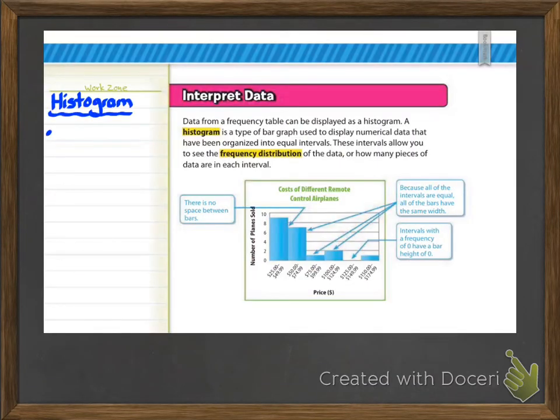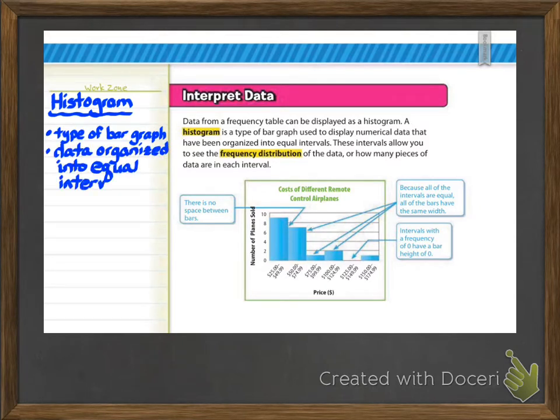All right. So now we're going to talk about what exactly a histogram is. You can see an example that's listed here. The first thing that you're going to notice is that it is a type of bar graph. And what it does is it uses numerical data, that's numbers on there, not words, but numbers, to organize information or data into equal intervals. So over on the left-hand side, we're going to highlight exactly what a histogram is. It's a type of bar graph, and data is organized in equal intervals.